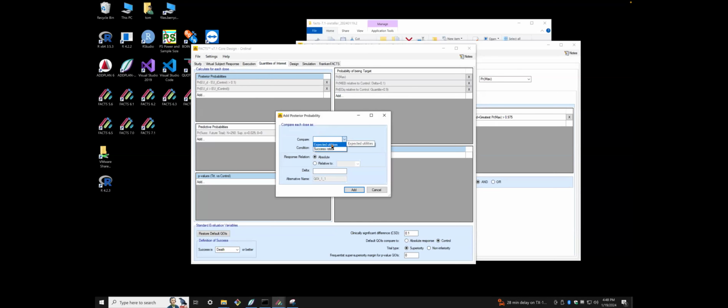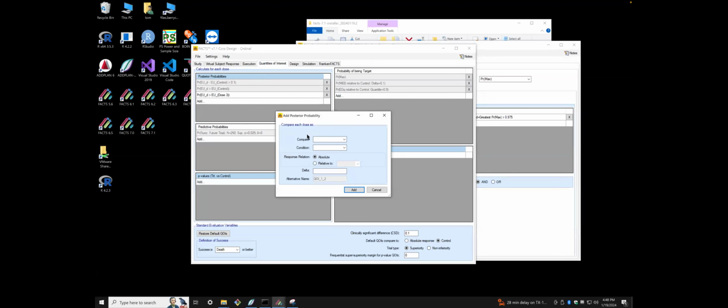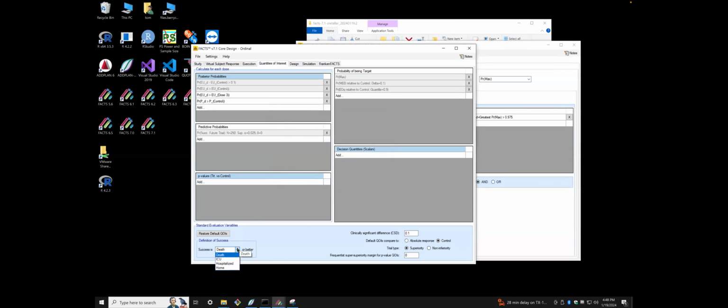So I could add another one, where what I want to do is compare to the top dose, but also I want to compare a success rate relative to control. I'm going to say success is, for success, we want to avoid death or the ICU. So hospitalized or home is better.